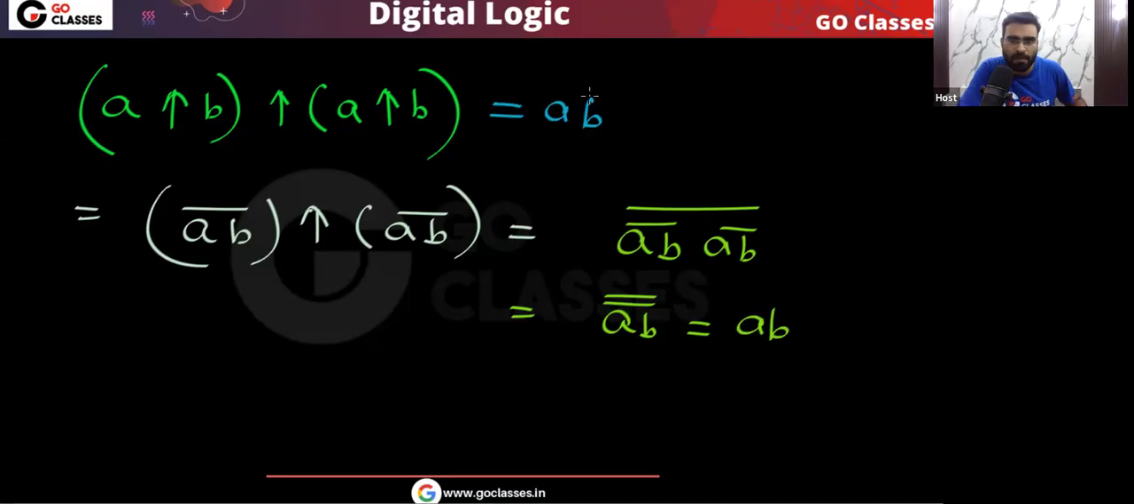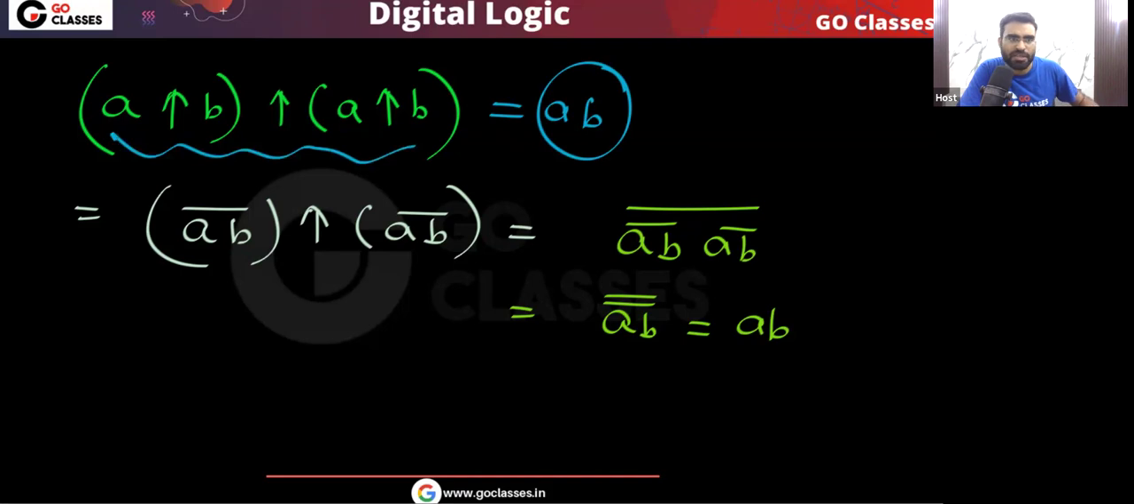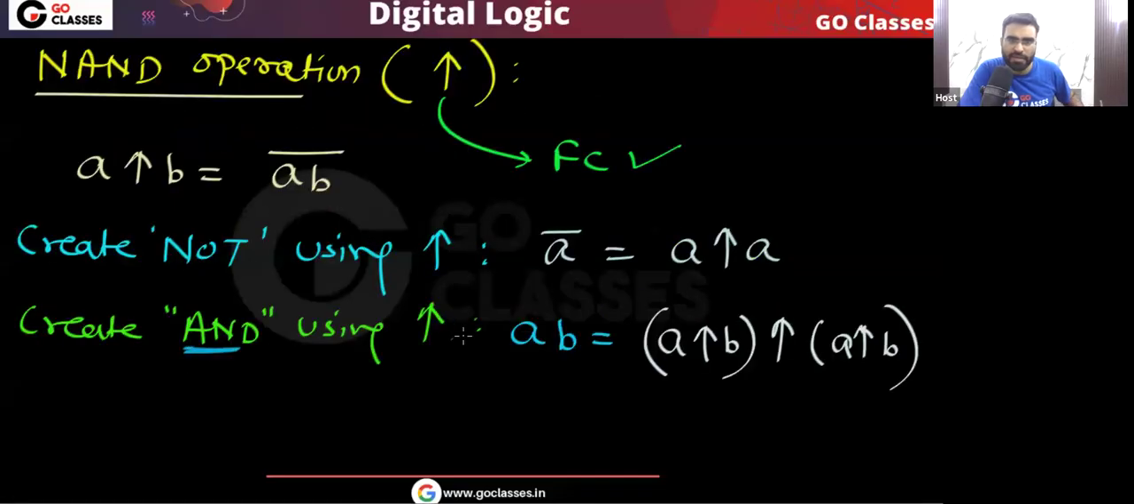Now, did you notice that to write the AND operation, I'm only using the NAND operation? We are only using the NAND operation, nothing else. So very simple point that I can create AND using NAND, using this single operation.